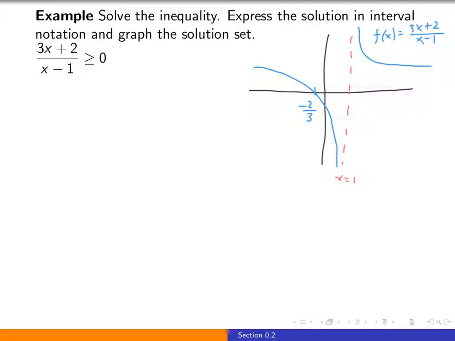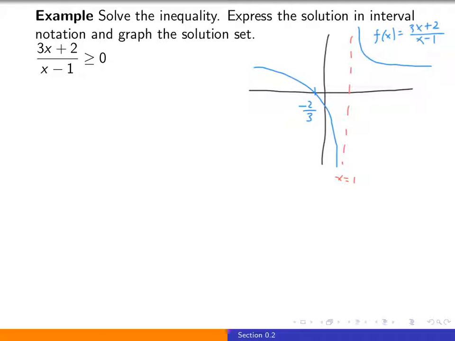Now, to aid us with this motivating example, which is going to help us generate the general procedure, I've sketched the graph of the function to the right. Because of the x minus 1 term in the denominator, our graph will have a vertical asymptote, the line x equals 1, and 3x plus 2 in the numerator tells us that the graph crosses the x-axis at minus 2/3.